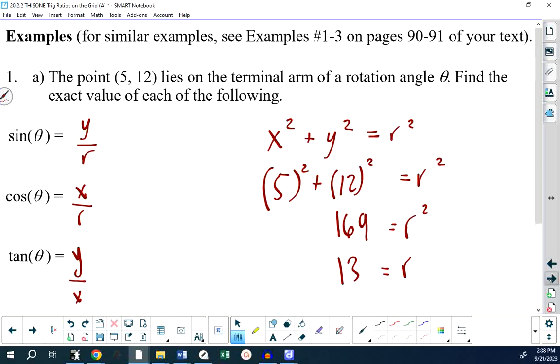Well, then sine of the rotation angle is 12/13. Cosine is 5/13. Tangent is 12/5. Because this is x and this is y.